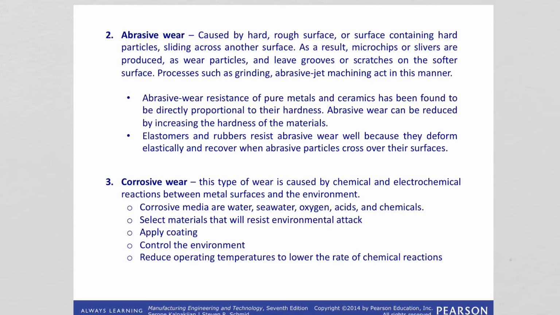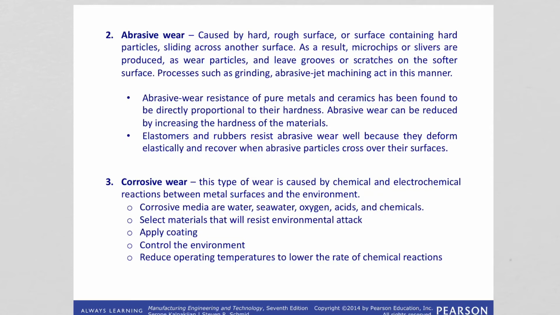How can we reduce corrosion? Corrosion can be reduced by selecting materials that will resist environmental attack. We can apply coatings, or we can control the environment if possible. This is usually difficult to control, what type of environment the material will be used at.